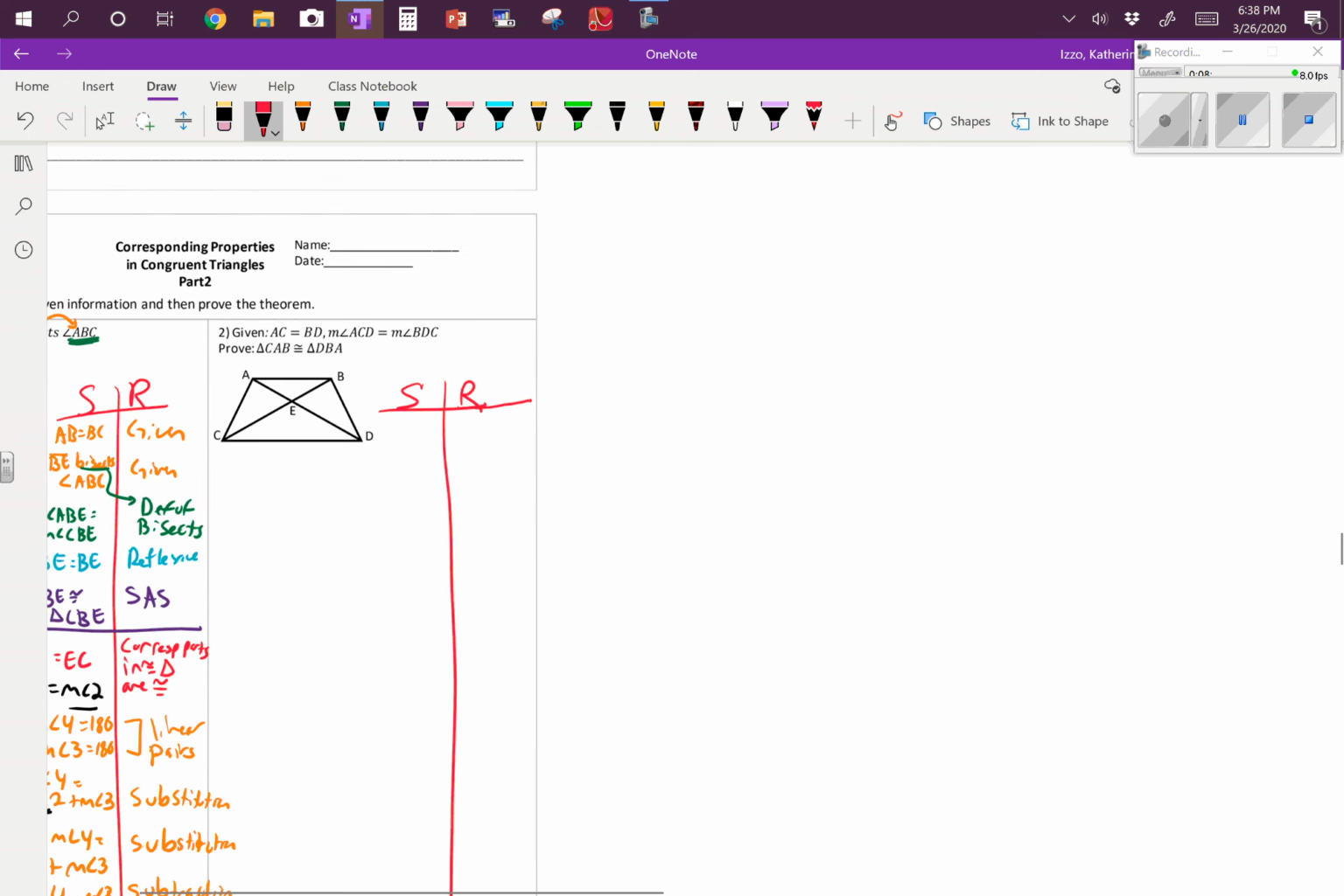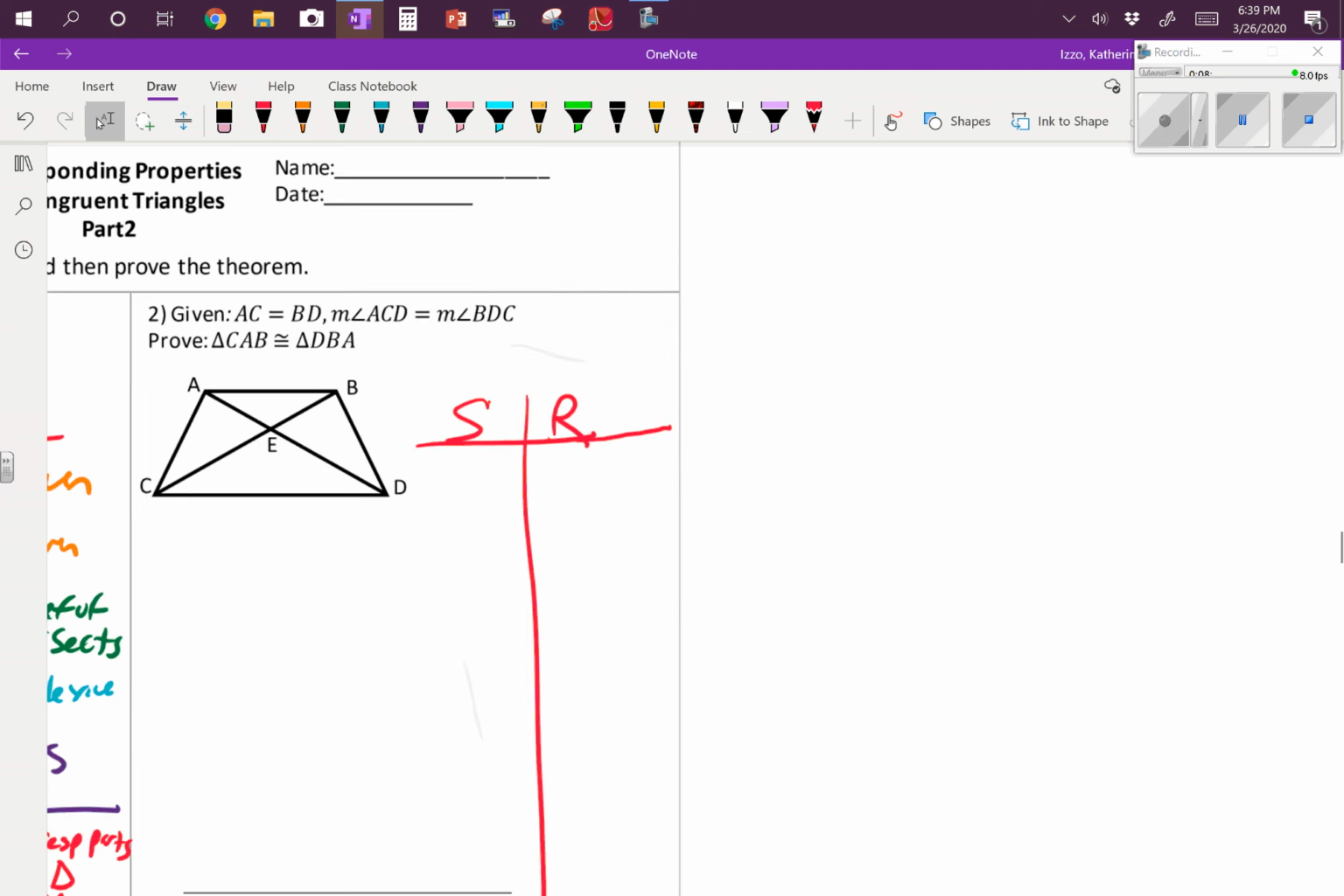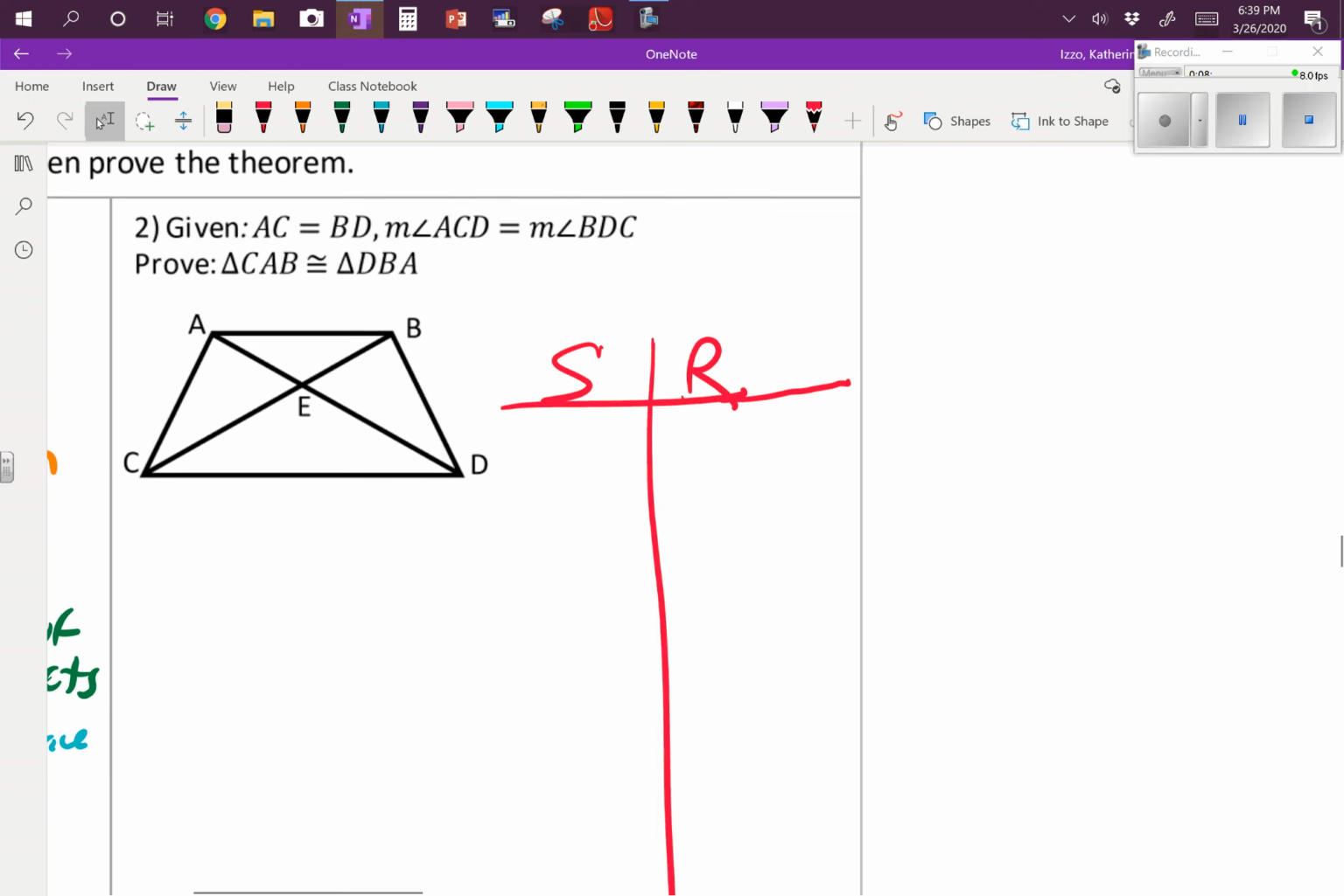All right. This one's my favorite, Squirrel. We have to do number 2. Number 2 is 100% my absolute favorite because it's terrifying. I want CAB. So CAB is this triangle right here. And I want DBA. DBA is this triangle right here. They're overlapping. Oh no, oh no.